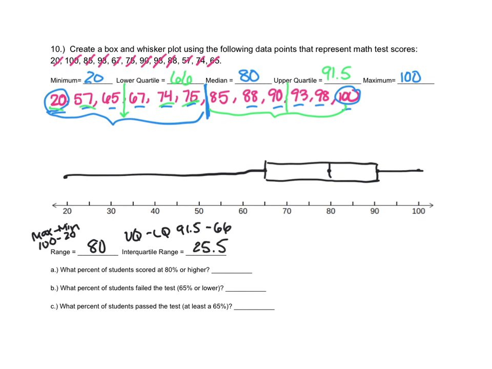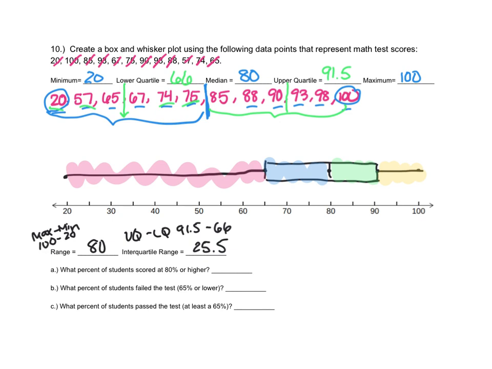Then the percentage questions. Remember, your percentage questions will be split up into 4 sections. Here's 1 section, 2 sections, 3, and 4. So we have 4 different sections. Each one of them is worth 25%.